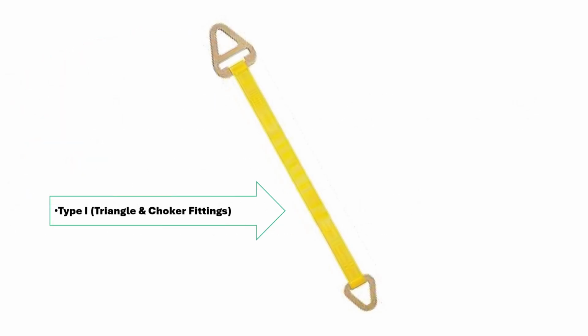See this one, type 1, triangle choker fittings. I already informed you, we can choke this one. This part can go through this area, so we can choke this one. It is for smaller loads that we can carry with this type.